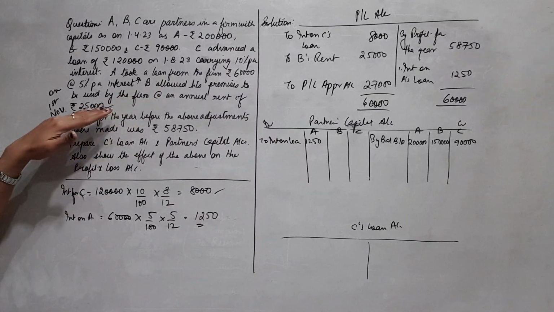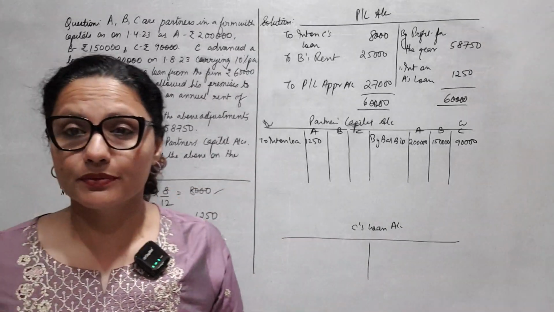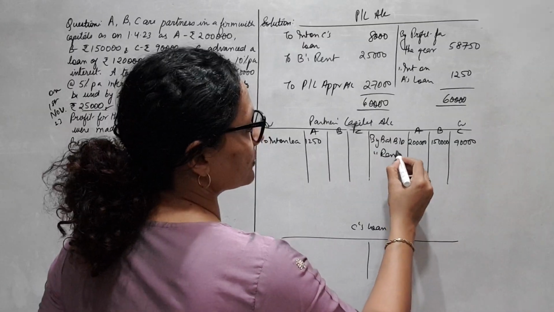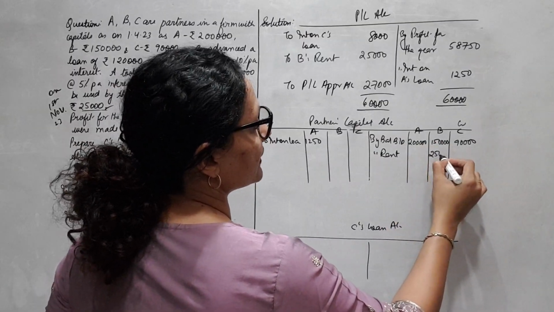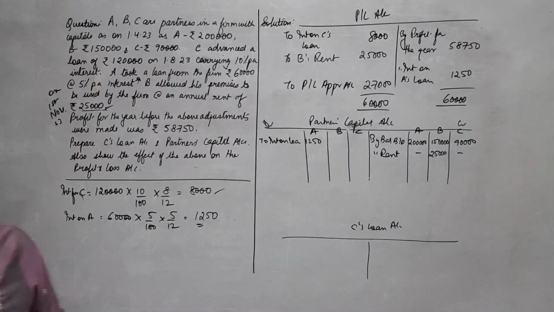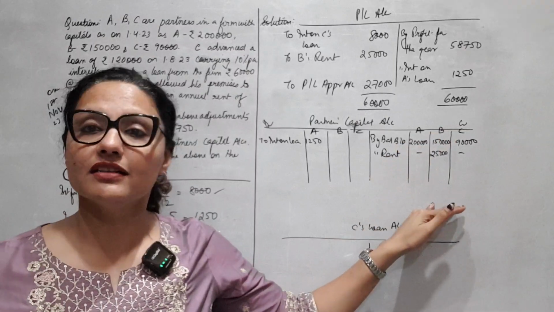Then B is getting this rent. This will also be credited to his capital account. Credited meaning he is supposed to receive it, right? We are not charging, we are allowing him rent. So this goes here. B credit 25,000. Whenever a partner is going to receive something from the firm, please put it on the credit side.